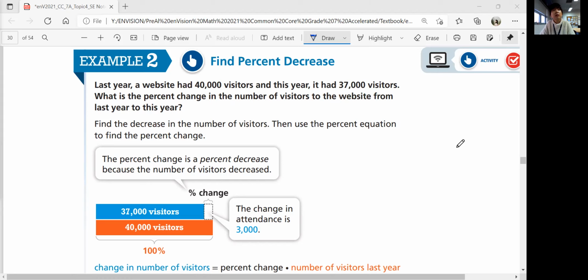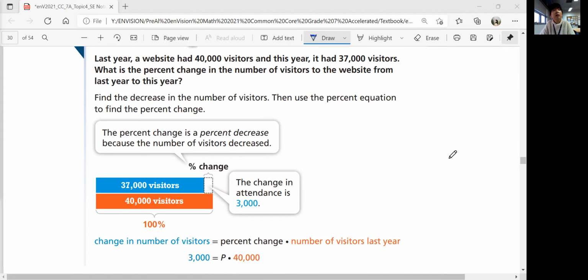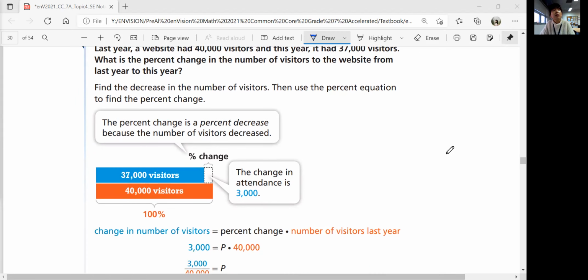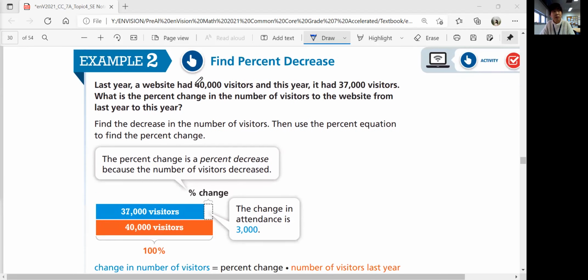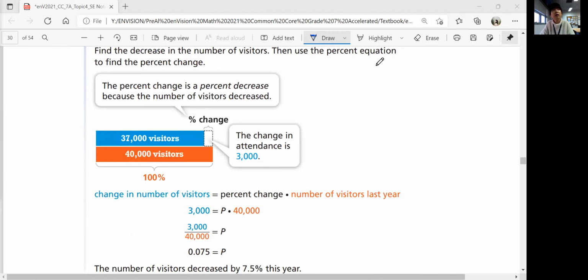To find a decrease, we're still going to use the part equation, right? But we need to identify what's the whole and what's the change. The percent change is the percent decrease because the number of visitors decreased. So the change is 3,000 when you subtract 40,000 minus 37,000, right? So we want to know what percent 3,000 is of 40,000 visitors, because that's where we started.